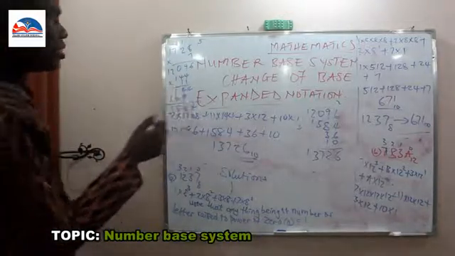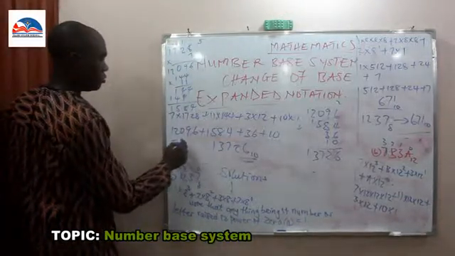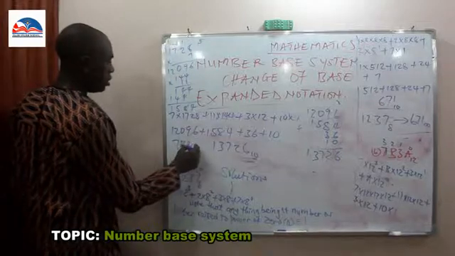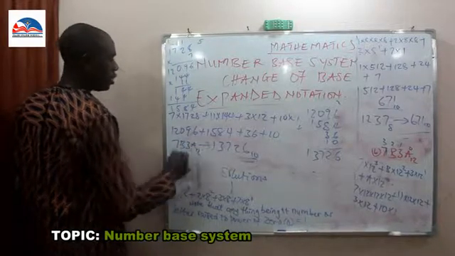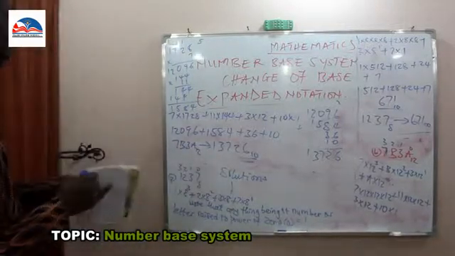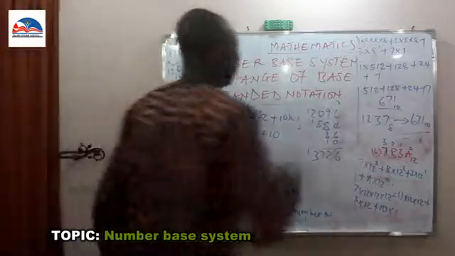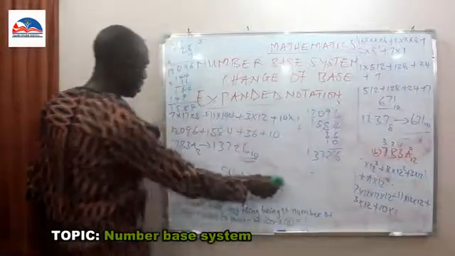So converting 7b3a base 12 is equivalent to 13726 base 10. So that is it on that aspect.